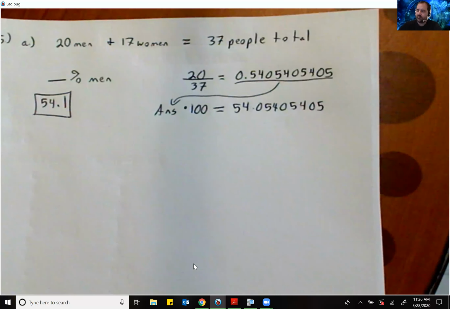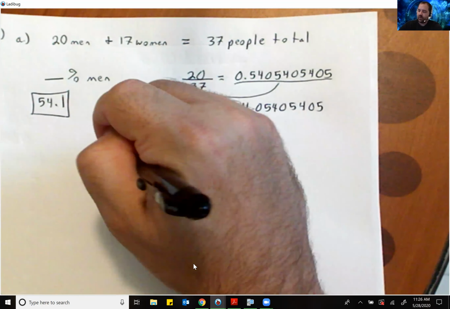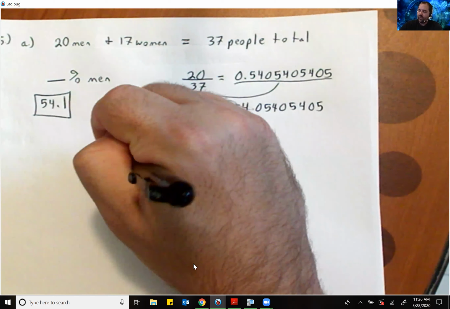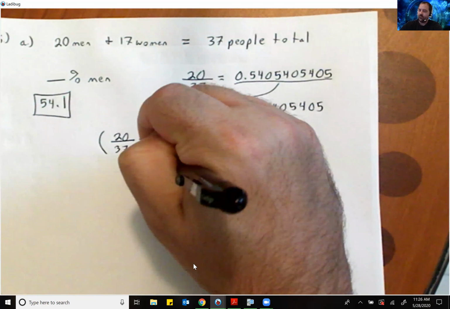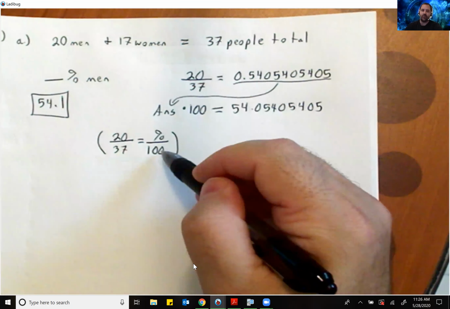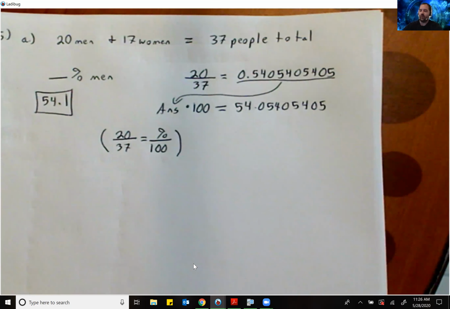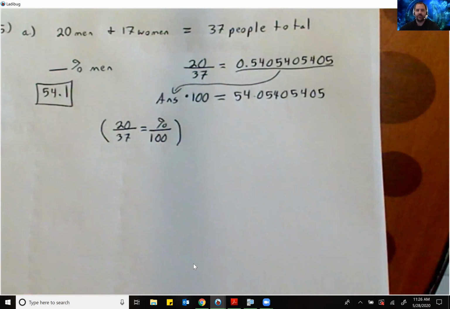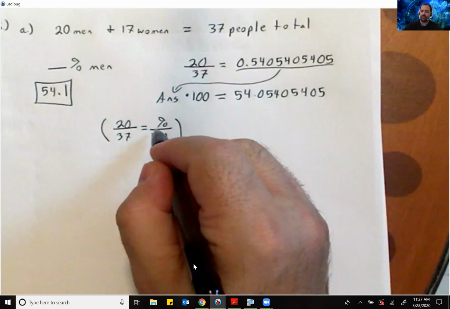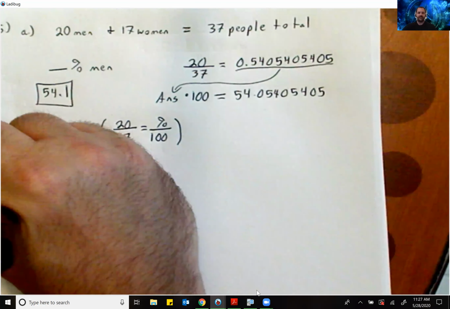Another way that I would do this one, the way that I would set it up in class, is I would have the 20 over the 37. And then over here, I would have the percent I'm looking for over 100, and I would solve it like a proportion. And that takes care of all this math right here in one simple problem. So this would be like a variable x, and I would cross multiply to solve. Just another way. But all ways are good ways.